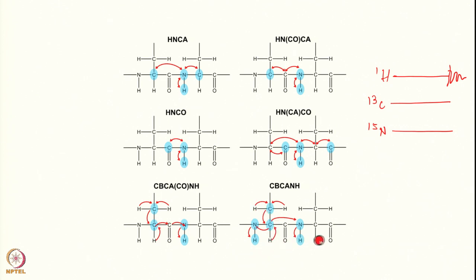But you see, this experiment will also establish a sequential correlation, because it has the two amide protons involved here of two consecutive residues. This is one residue here and this is the next residue here. So, therefore, you will establish correlations not only within the same amino acid residue, but from one amino acid residue to another.